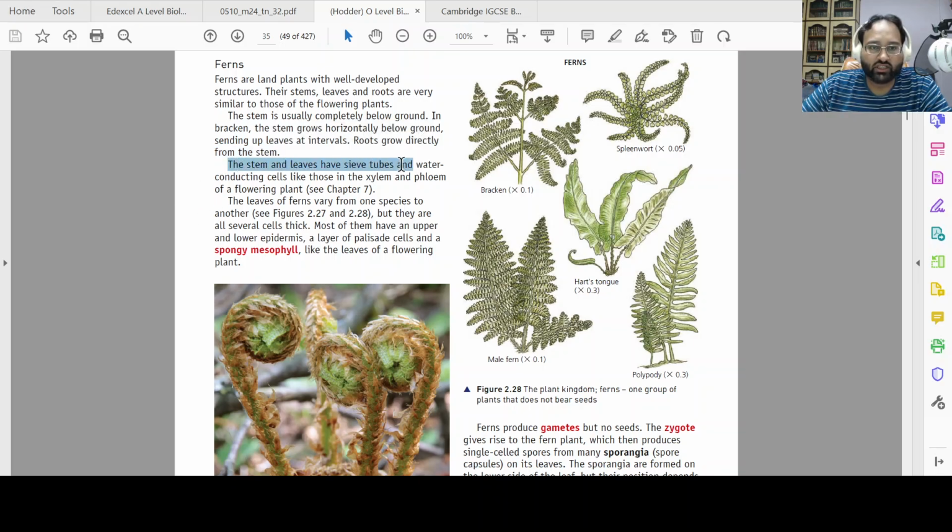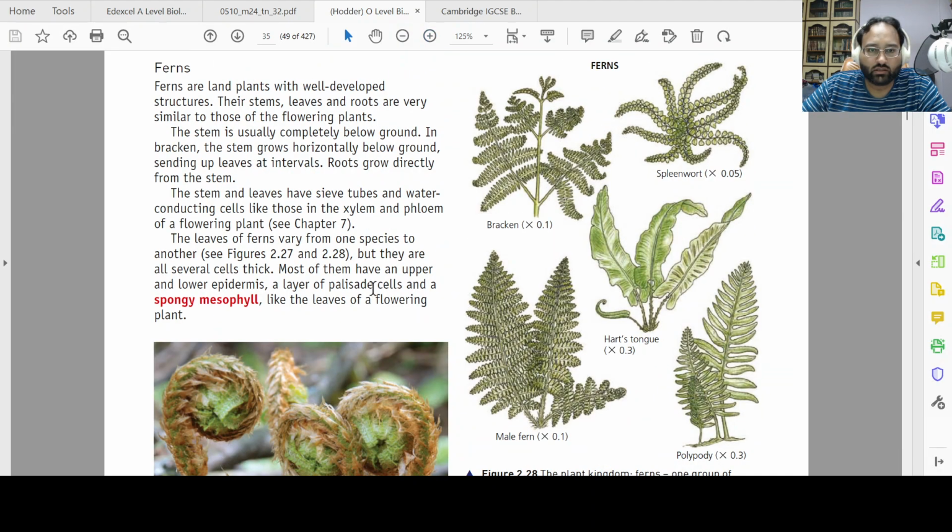The stems and leaves have sieve tubes and water conducting cells like those in the xylem and phloem of flowering plants. We'll cover that later in chapter 7. The leaves of ferns vary from one species to another, so we can see the leaves of different types of ferns over here in the illustration, figure 2.28. Does the xylem and phloem also exist in the flowering plants? Yes. Right. But we'll take a look at them and their function and structure later on, right? But right now it's just a mention. Okay.